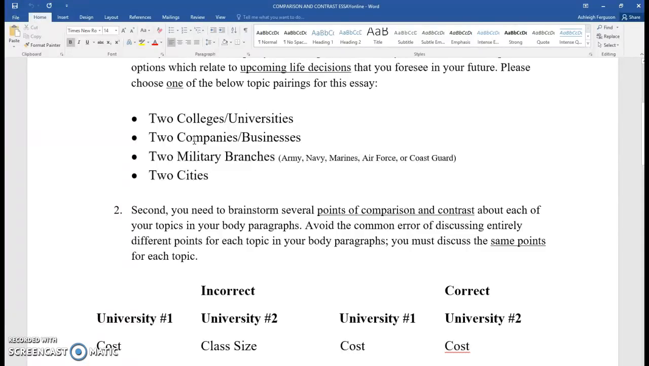Maybe you are currently in the workforce, or when you graduate, you're going to go into the professional world. You may be debating between two companies or businesses. You may need to take into consideration several points of comparison and contrast, like their locations, their salaries, and the promotional possibilities that you would have within those businesses. So think about the points that you could discuss about both those companies or businesses, okay?